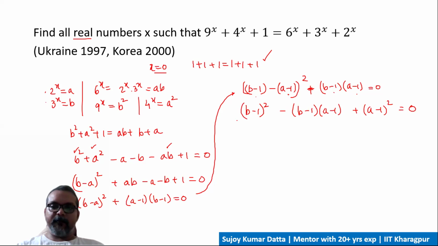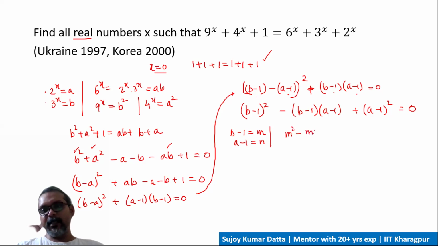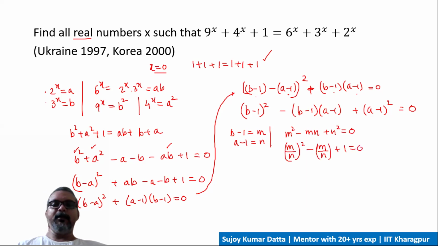So now, if I were to replace b minus 1 as, let us say, m, and a minus 1 as n, so we have m squared minus mn plus n squared is 0. If I rewrite it by dividing by n squared throughout, (m by n) squared minus m over n plus 1 is 0. If I try to solve for the ratio m by n, how much is it?